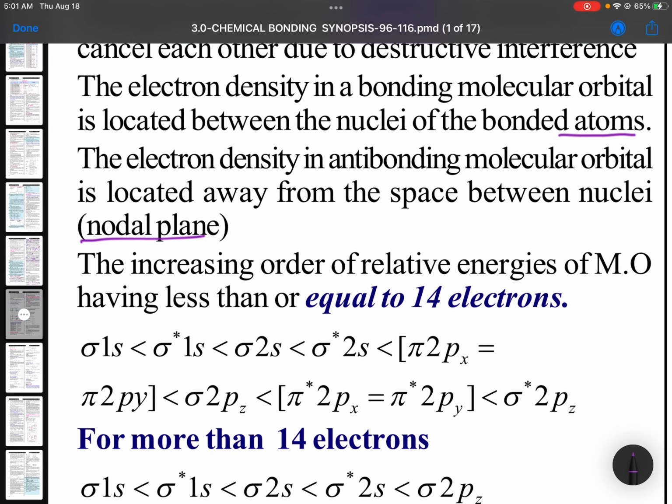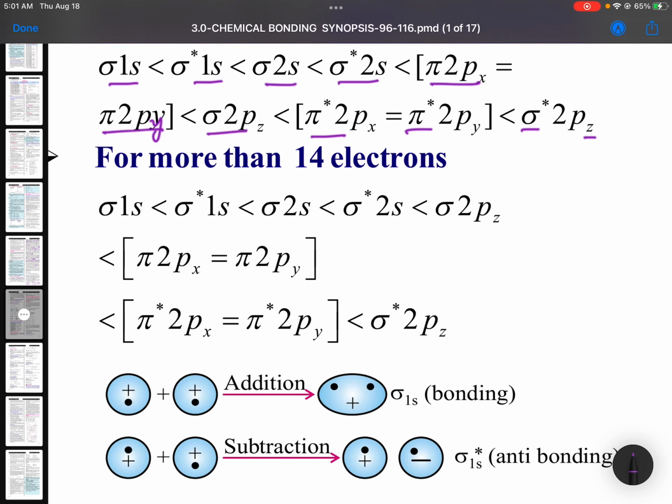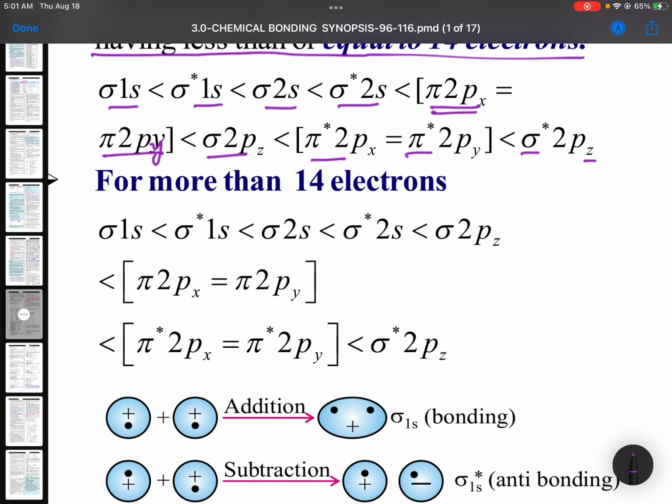The increasing order of relative energies of molecular orbitals having less than or equal to 14 electrons: sigma 1s, sigma star 1s, sigma 2s, sigma star 2s, pi 2px, pi 2py. This y should be small. Then sigma 2pz, pi star, sigma star 2pz. For a more than 14 electron system, there will be a small change in this. The sigma 2pz will come first, then this one. Rest is the same.